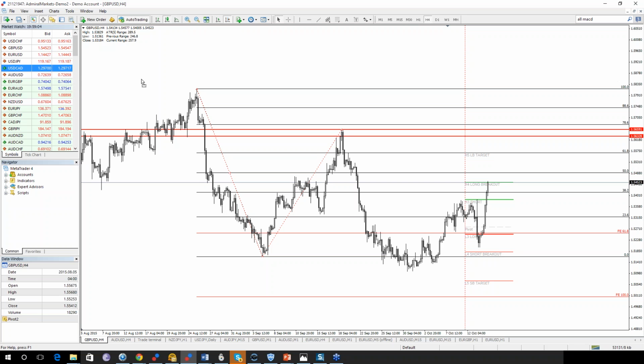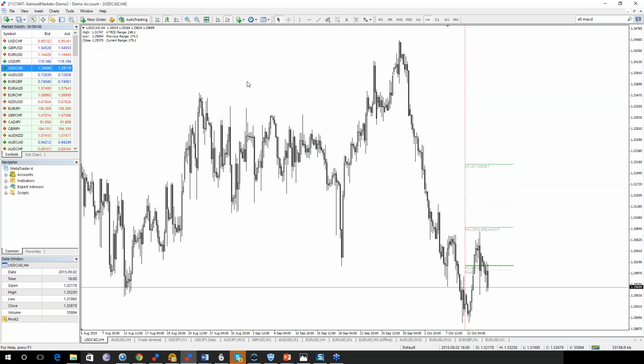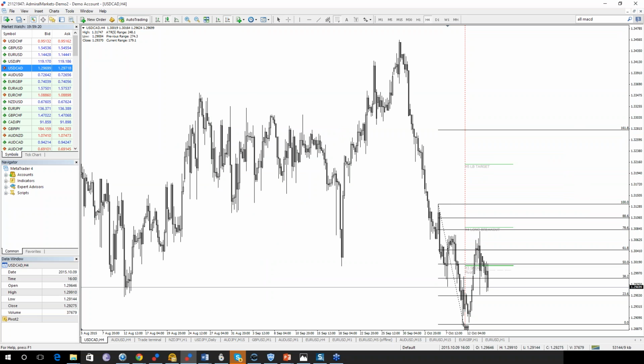One more example, let's say dollar CAD, guys. Let's use previous swing within the context. Okay, this is definitely, okay, this one to this one, confluence, but okay, 78.6. Look, 78.6 again.